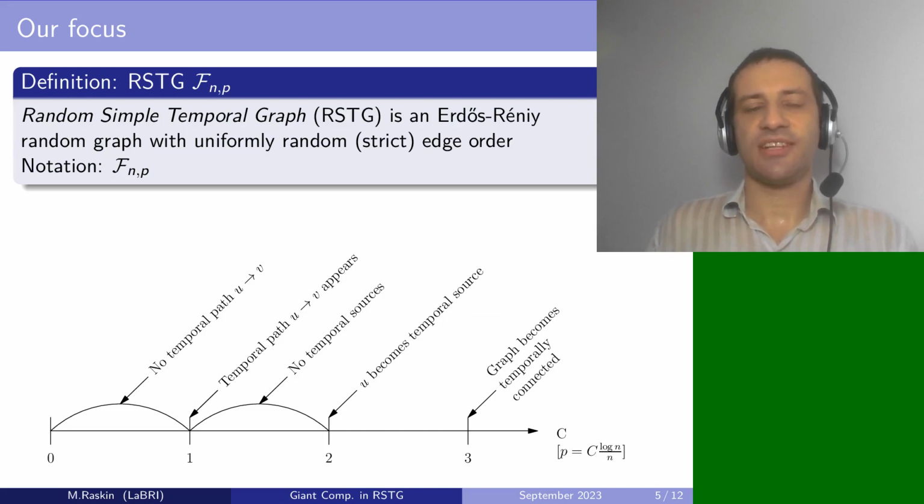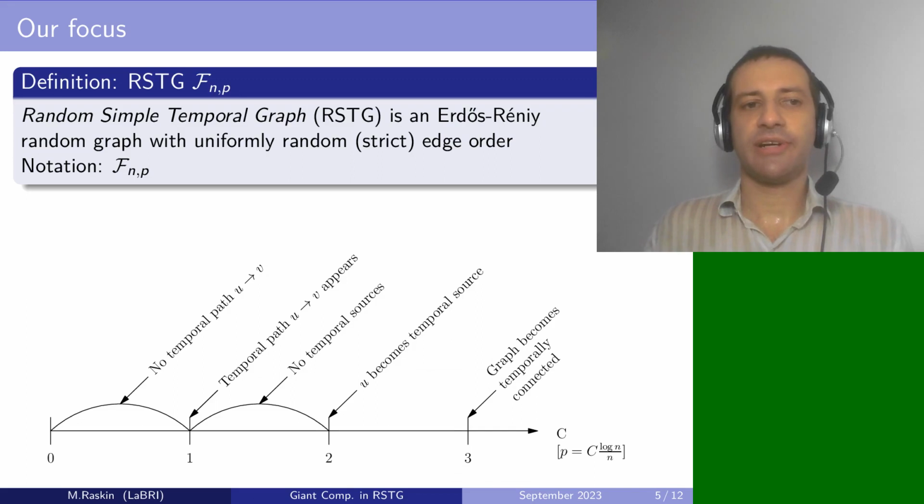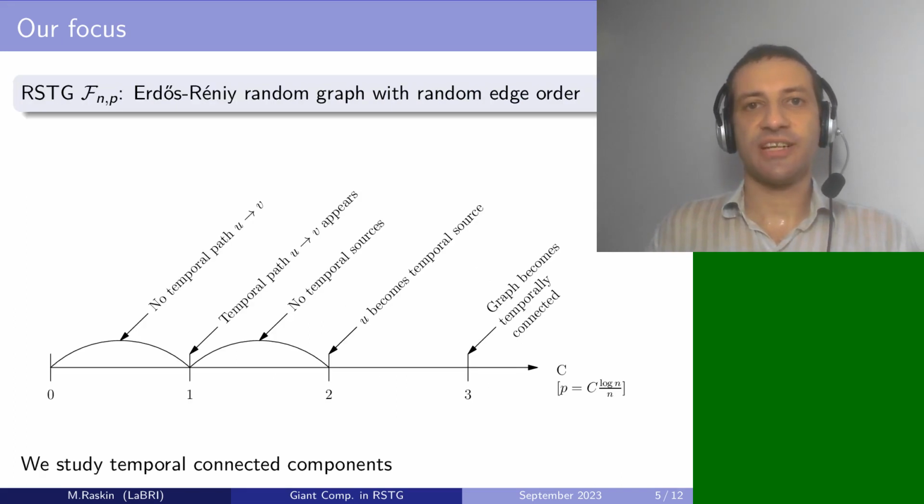And we have studied already this model before in terms of basic connectivity. So before log n over n, for two given vertices, there is probably no temporal path between them. Afterwards, most pairs have a temporal path. At 2 log n over n, the first source arises, and most vertices become temporal sources. And at 3 log n over n, the graph becomes temporally connected. And in the current work, we study the connected components and their size.